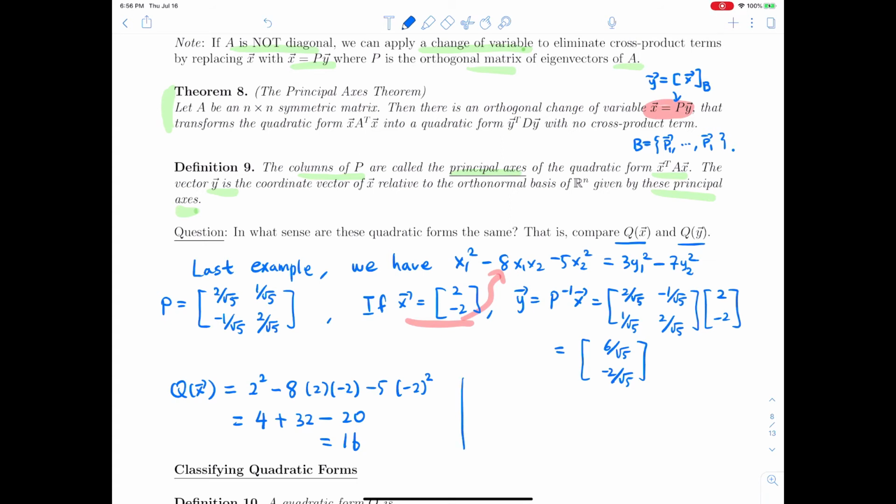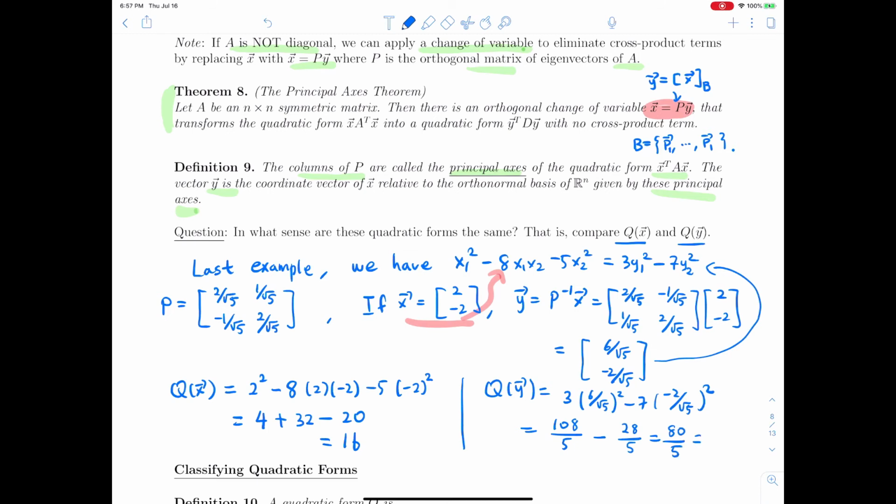On the other hand, if you plug in y over here, then that gives you q of y equals 3 times 6 over square root of 5 squared minus 7 times negative 2 over square root of 5 squared. And this equals, on the numerator, 36 times 3, which is 108, divided by 5, minus 4 times 7, which is 28, over 5. Or this equals 80 over 5, and this is the same as 16. So we get the same answer.